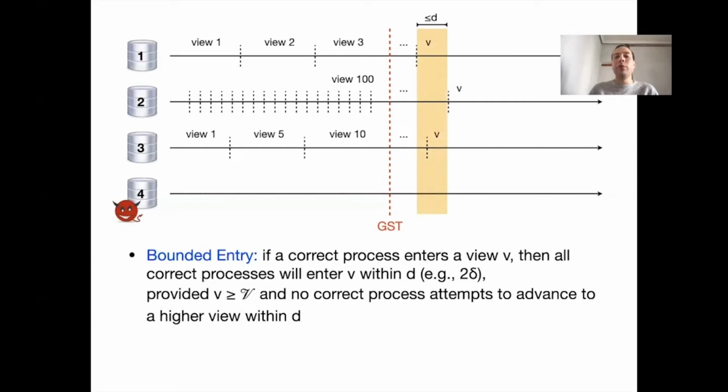It's different for different synchronizer implementations. For example, for the implementation I'll present to you later, it's 2 delta. Now, this guarantee is not given unconditionally. There are a couple of requirements here.